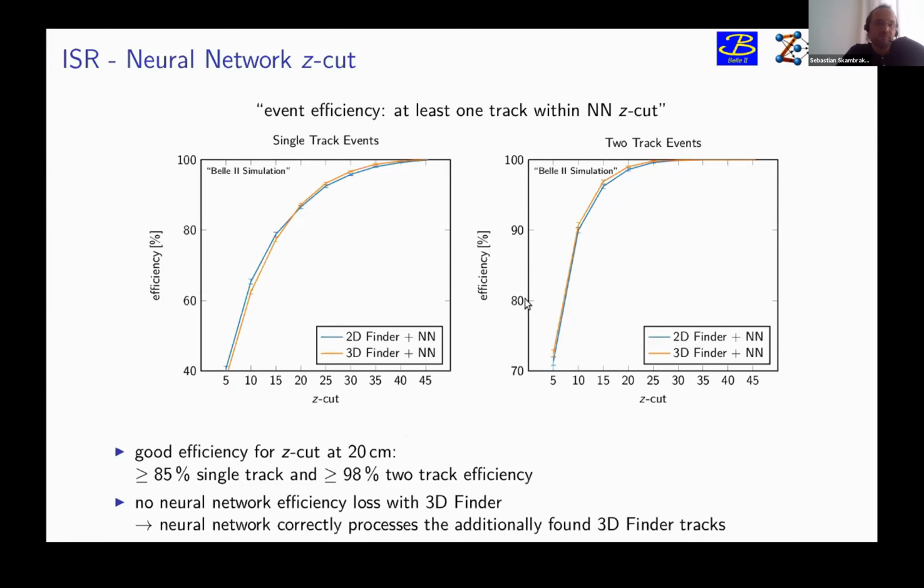So we have, with the 3D finder, a huge efficiency improvement, and since it's quite similar for the 2D finder and the 3D finder, we have no track loss, and the additional tracks found by the 3D finder can be processed by the neural network.